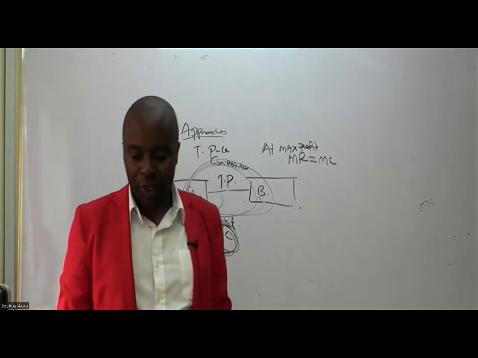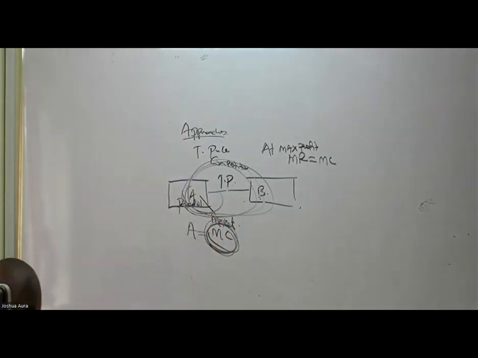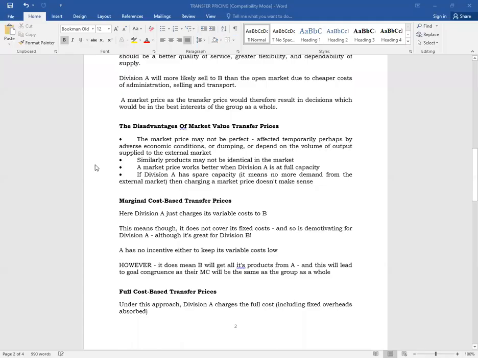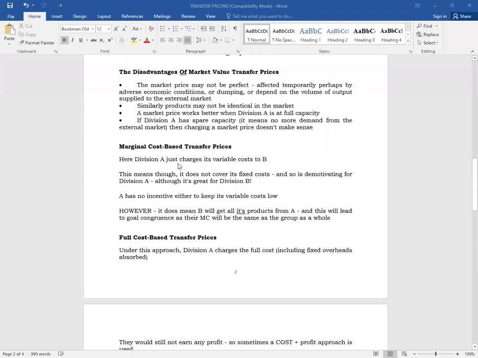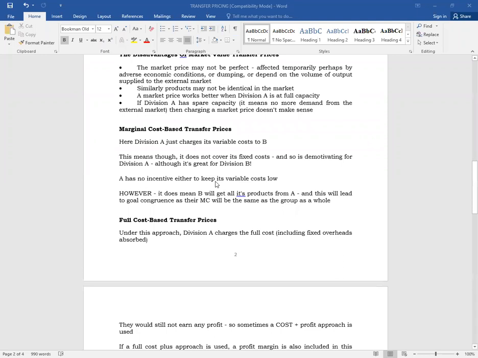Marginal cost. We are told here, marginal cost. Division A just charges its variable cost to B. This means that it does not cover its fixed cost, and so it's demotivating for division A, although it's great for division B. A has no incentive either to keep its variable cost low.